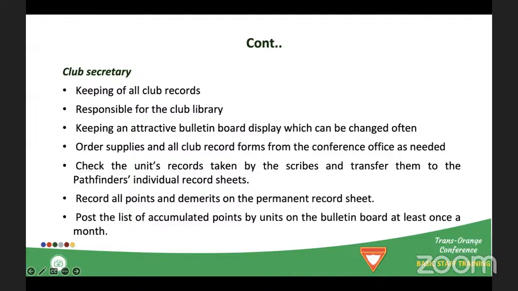Check the unit records taken by the scribes and transfer them to the Pathfinder individual record sheets. Record all points and demerits on the permanent record sheet. Post the list of accumulated points by units on the bulletin board at least once a month. I'll move on to the next slide.